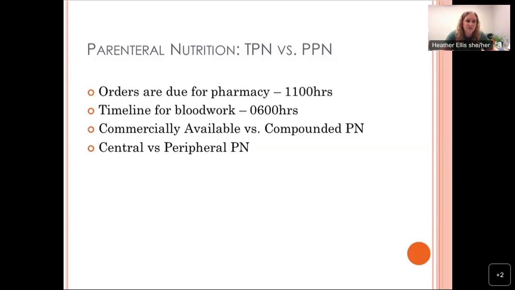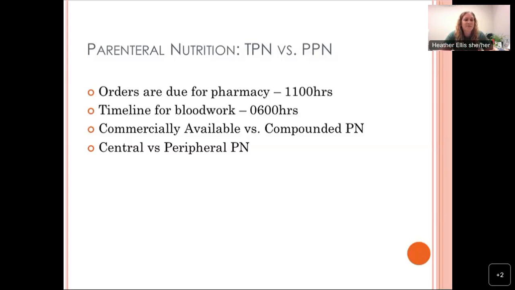The commercially available is available for us to use after 1100 hours when we no longer have the opportunity to compound a special bag for the patient. It's a set bag with set electrolytes. We have 2 options, either 1 solution for a central infusion or 1 solution for a peripheral infusion. And then it has set electrolyte provisions as well. And that would be the one, they break it open and roll it, and it mixes everything together.